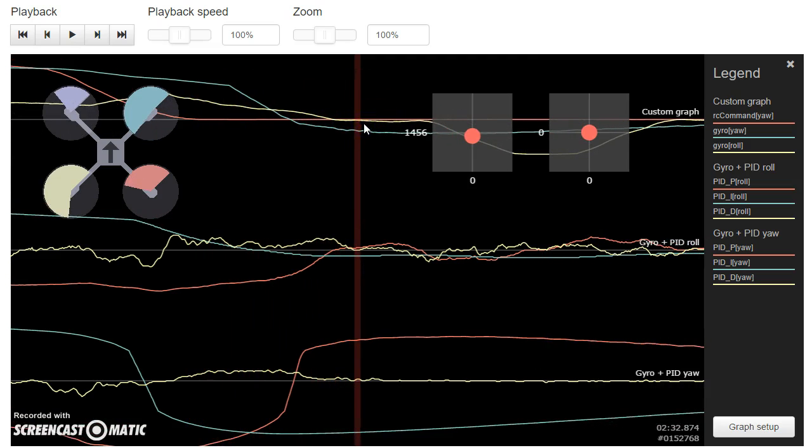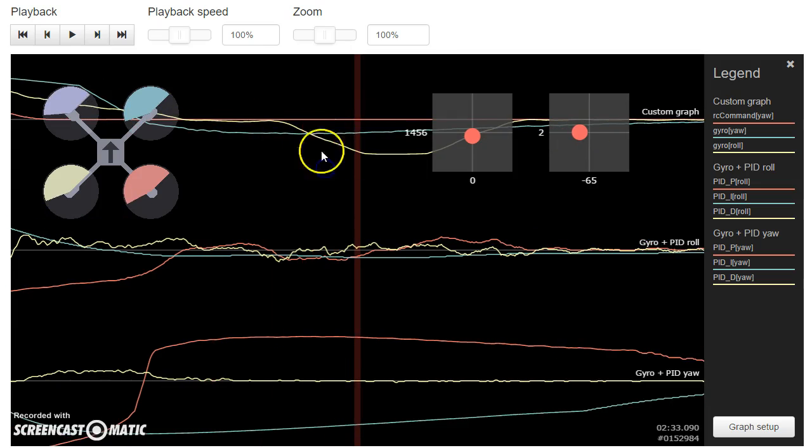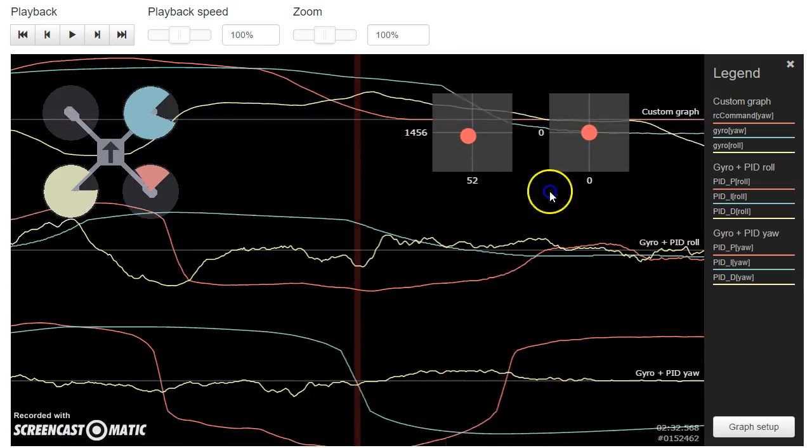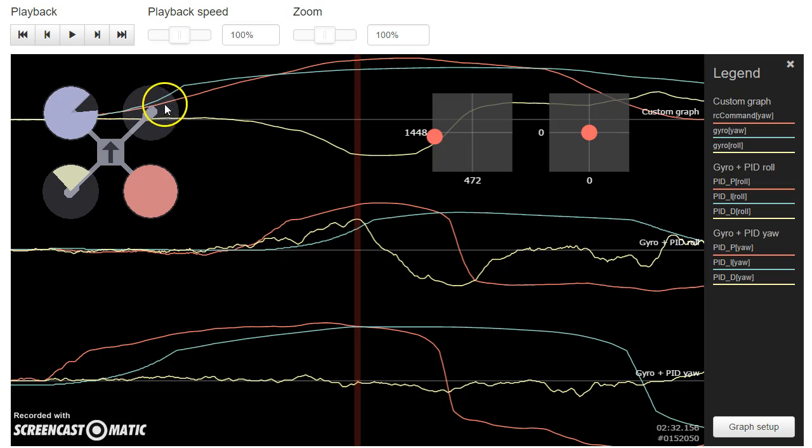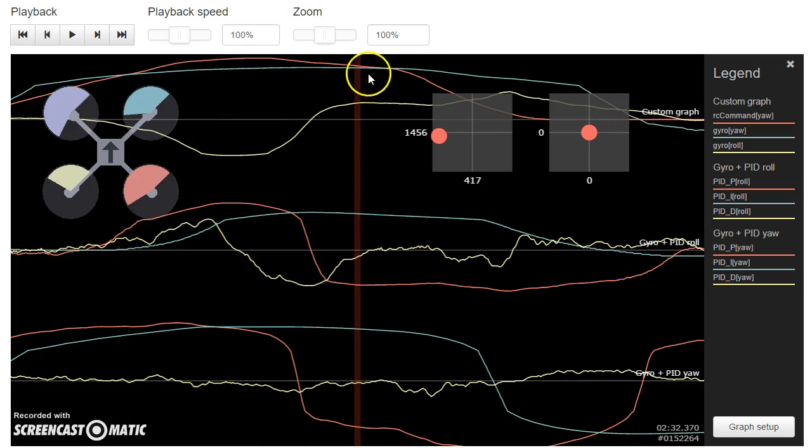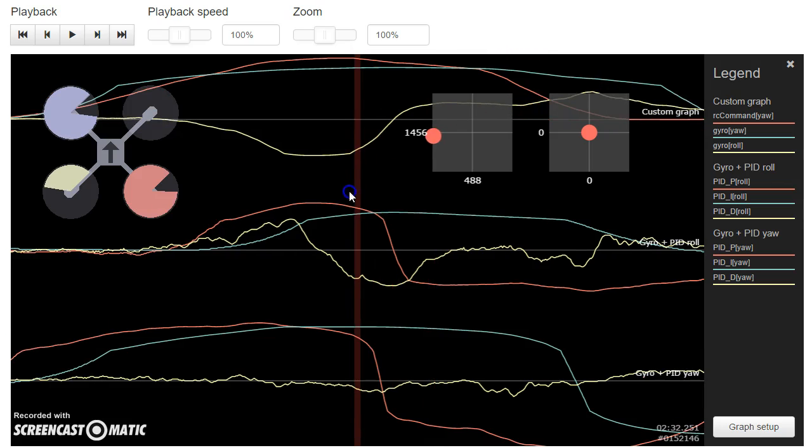But now the copter is like 45 degrees rolled to the right. And here's where you push to the left to fix it. So we see that when you do this yaw move, the copter begins to yaw to the left, and it continues yawing to the left during the whole move.